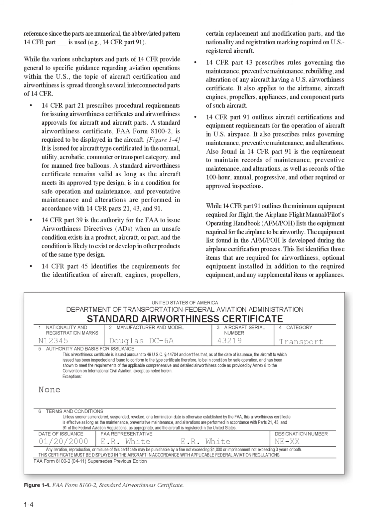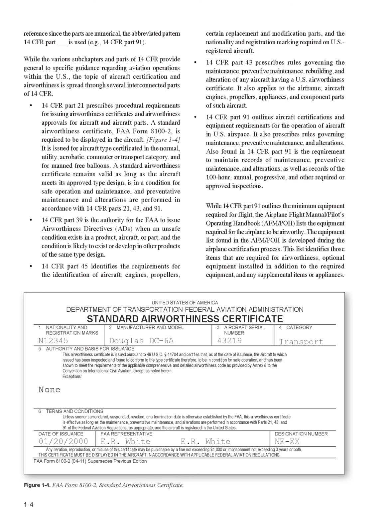6 terms and conditions. Unless sooner surrendered, suspended, revoked, or a termination date is otherwise established by the FAA, this airworthiness certificate is effective as long as the maintenance, preventative maintenance, and alterations are performed in accordance with Parts 21, 43, and 91 of the Federal Aviation Regulations, as appropriate, and the aircraft is registered in the United States.